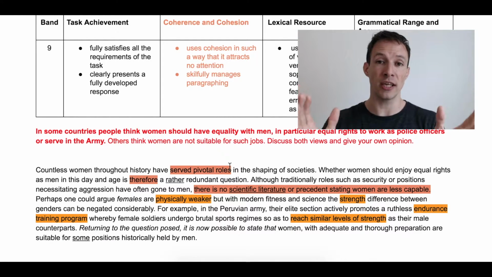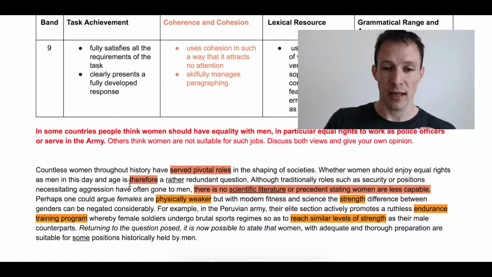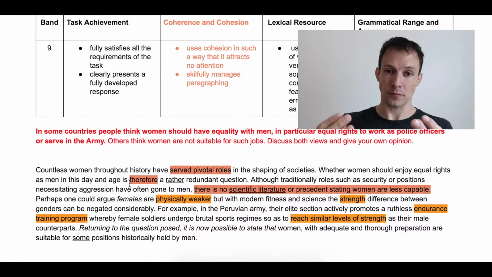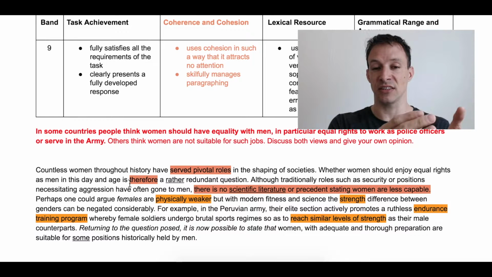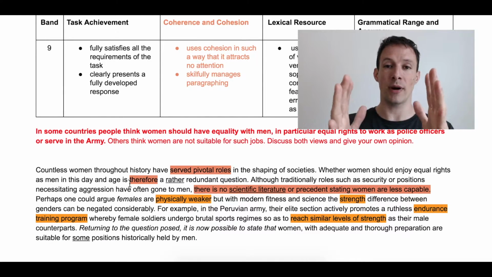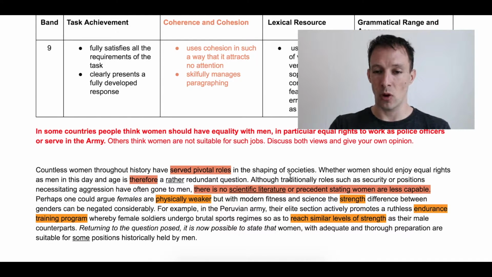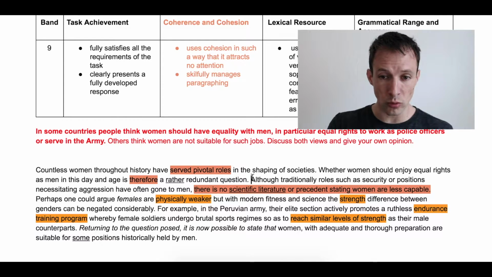This is what makes it coherent and cohesive. Now then, here we say "therefore" is a redundant question. So I'm referring back to the question, which is also, like we said, for task achievement, but I'm keeping it compact in one kind of line of thought. Also, I'm talking about traditional roles here. Perhaps that should have been highlighted as well, because we're talking about the police officers, we're talking about the pivotal roles. Also, we've got a tiny little bit of repetition there.